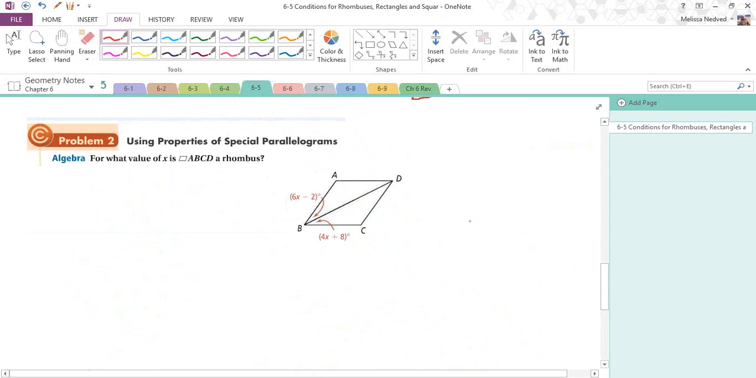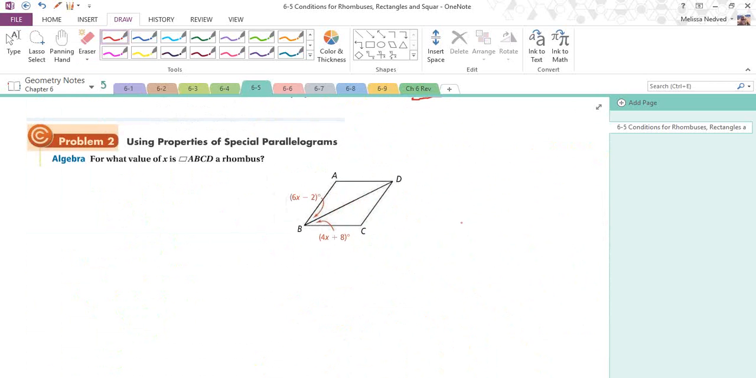All right, looking at our next problem, it's asking for what value of x is parallelogram ABCD a rhombus. So we know we have a parallelogram. We want to make it a rhombus. And notice that we have this diagonal BD drawn in our picture. And we have that property in this lesson that said if we have a diagonal that is an angle bisector, then we have a rhombus.